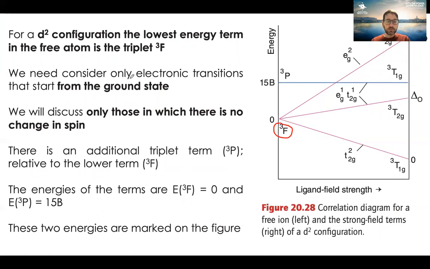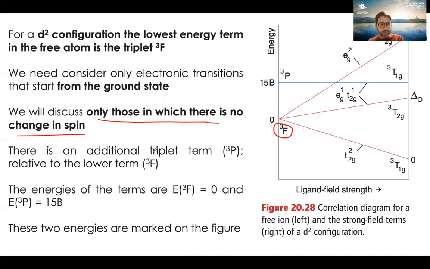So we need to consider here, for the understanding of electronic spectra, only the transitions that start from the ground state. That's why it's so important to determine precisely what is the ground state of a configuration. So we need to consider only electronic transitions from the triplet F state. And we will discuss only the transitions in which there is no change in spin, therefore between terms of the same spin multiplicity.